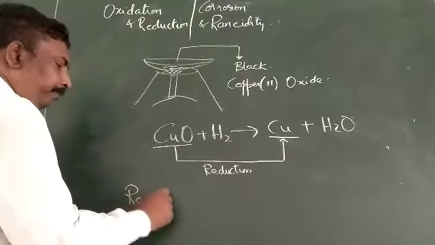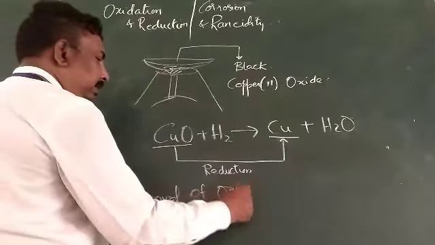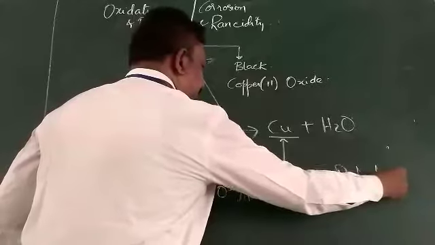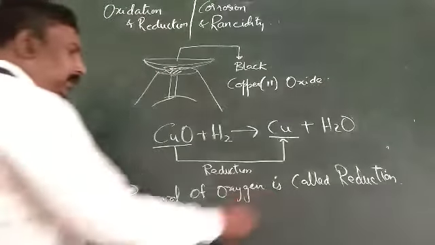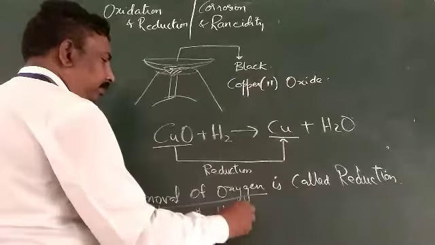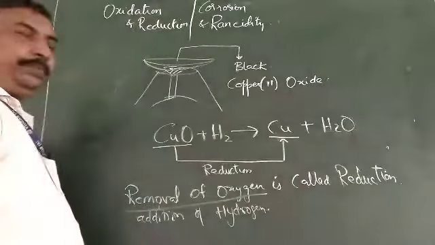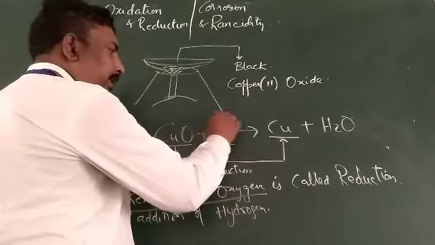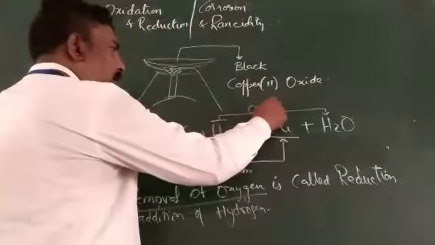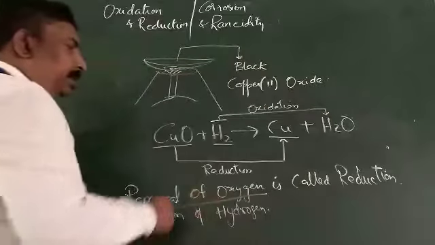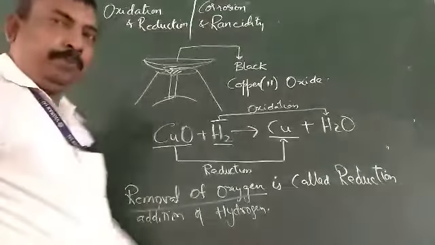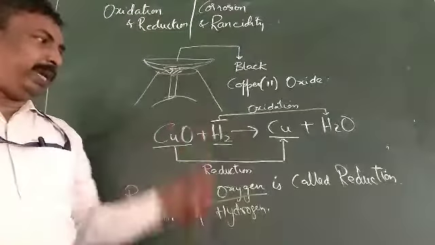Removal of oxygen is called reduction, or addition of hydrogen is also called reduction. Now you can see that here, hydrogen gets oxygen added. Therefore, I can call this reaction an oxidation reaction. See, here copper oxide is reduced to copper, hydrogen is oxidized into water. Both reactions occurred in the same reaction, oxidation as well as reduction.